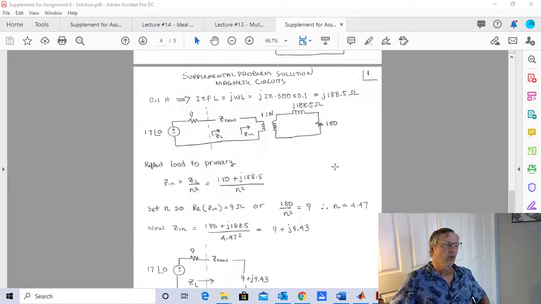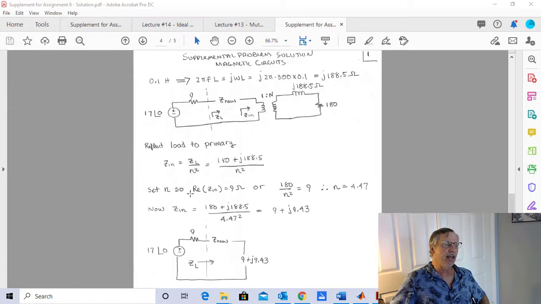And when I do that, I'm going to set my turns ratio n so that the real part of Z in gives me 9 ohms. It's going to match that real 9 ohms that I have here. So I'm going to say that 180 divided by n squared, or this resistor divided by n squared, has to reflect to 9 ohms. Here's that set in an equation, and I get n equals 4.47. So I just set the turns ratio of my transformer.